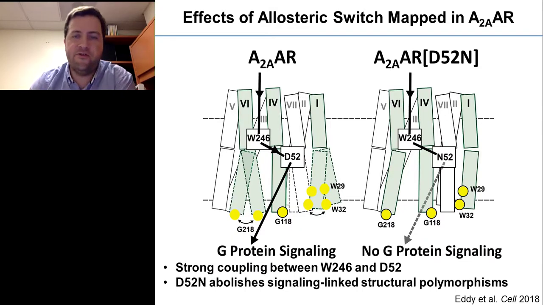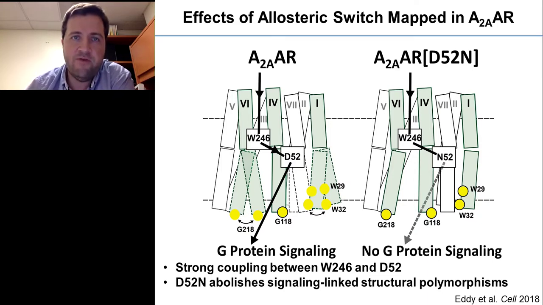This is summarized in this cartoon where we show effects of allosteric switch mapped onto A2AAR. On the left, we have the native protein, in which ligand binding and signaling is mediated through tryptophan 246, and we observe some strong coupling between aspartic acid 52 and this toggle switch tryptophan. It's coupled to conformational dynamics observed at the intracellular surface, as indicated by the small arrows between the two yellow balls on the intracellular surface.